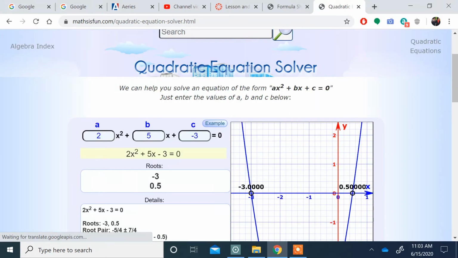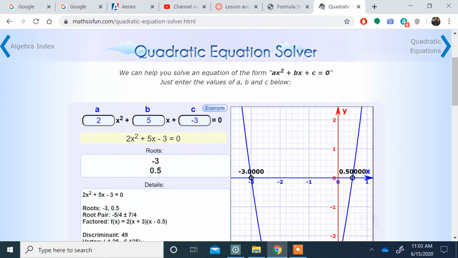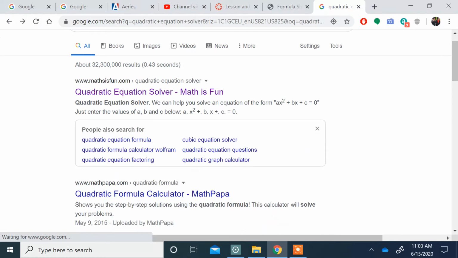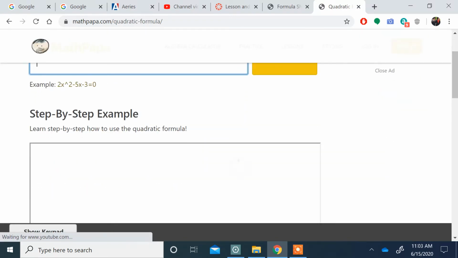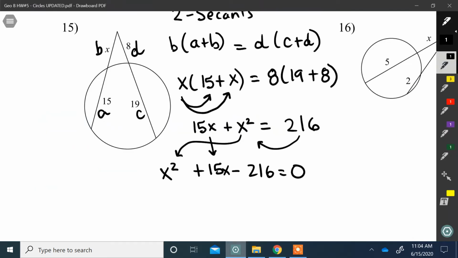And then in here, let's see. No, I don't like that one. Let's try this one here. What do you want to calculate? I want to calculate the quadratic formula here. This right here.